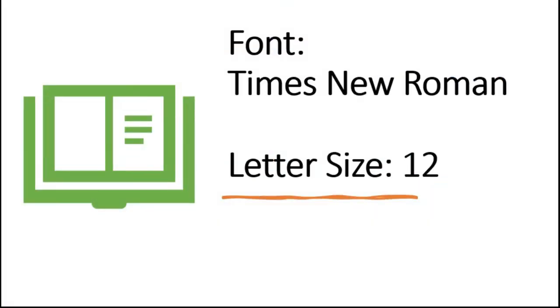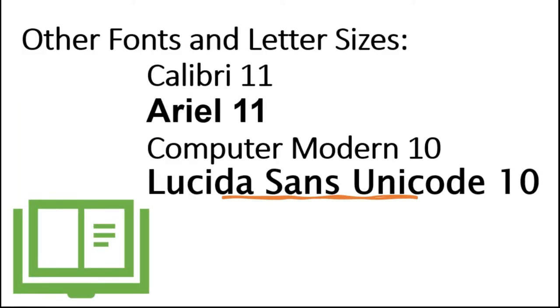Similarly to APA 6, APA 7 also uses the font Times New Roman and the letter size 12, which we are usually used to saying Times New Roman 12. However, in addition to Times New Roman 12, APA 7 also brings the opportunity to use other fonts and letter sizes, which are Calibri 11, Arial 11, Computer Modern 10, and Lucida Sans Unicode 10.